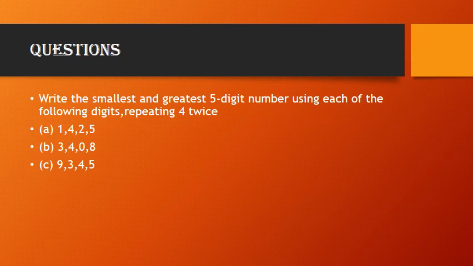Children, again you need to solve these questions. Write the smallest and the greatest 5-digit number using each of the following digits. Repeating 4 twice. Children, be careful with this. Repeating 4 twice in each and every question, that is A, B and C, you need to take 4 twice. That is 14425, 34408, 93445.